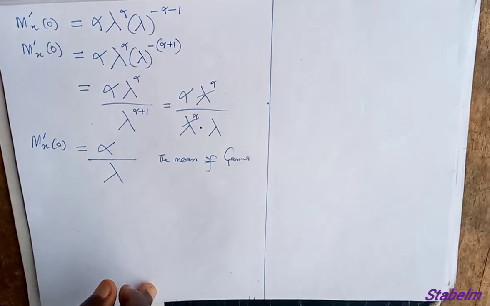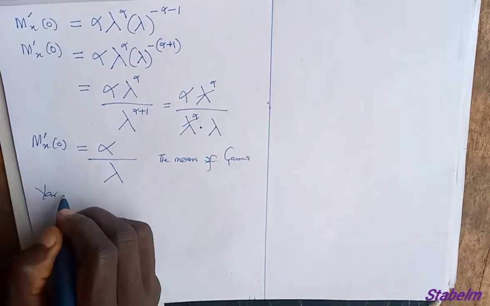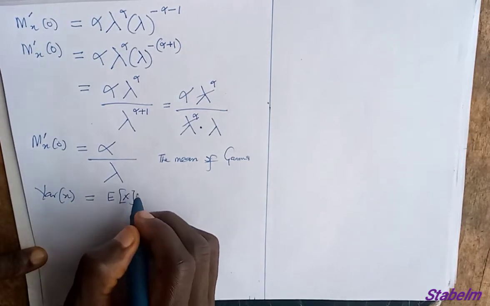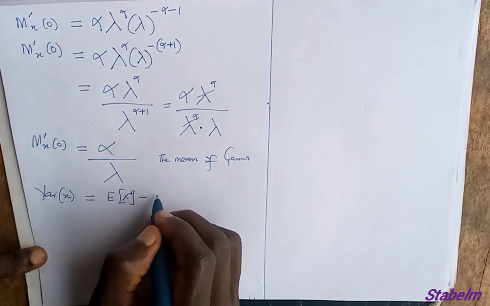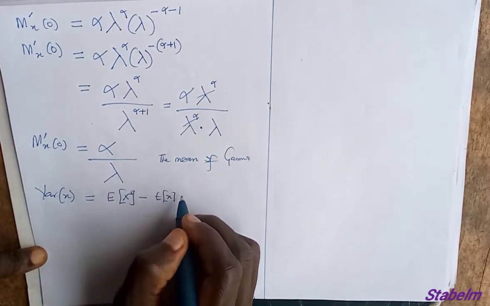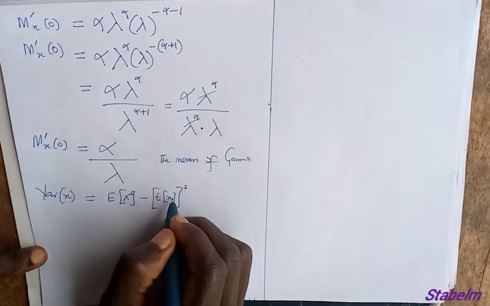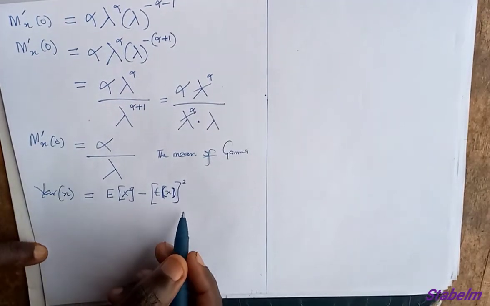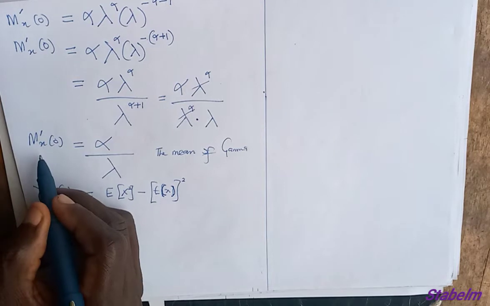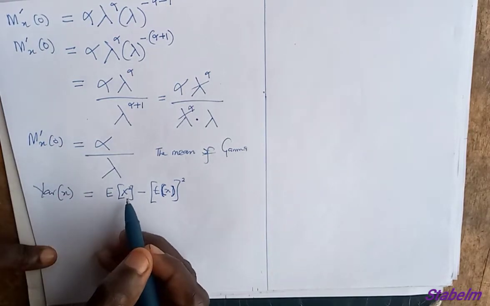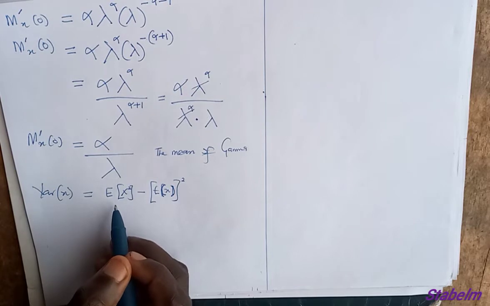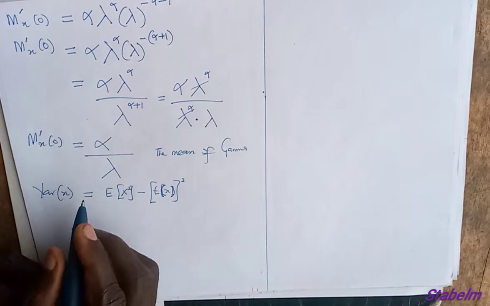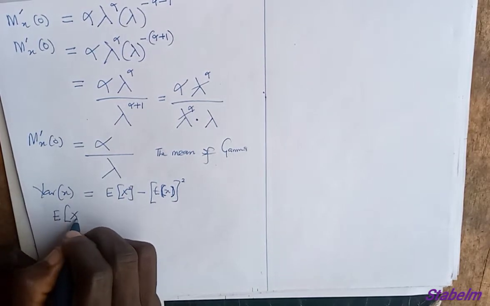And for us to get the variance, we should remember that variance of X will be equal to E of X squared minus E of X all squared. So we can have it that way, E of X squared minus E of X all squared. And this E of X is what we've gotten here. Now we need E of X raised to power 2, that is the expected square value of X. And how do we get this?